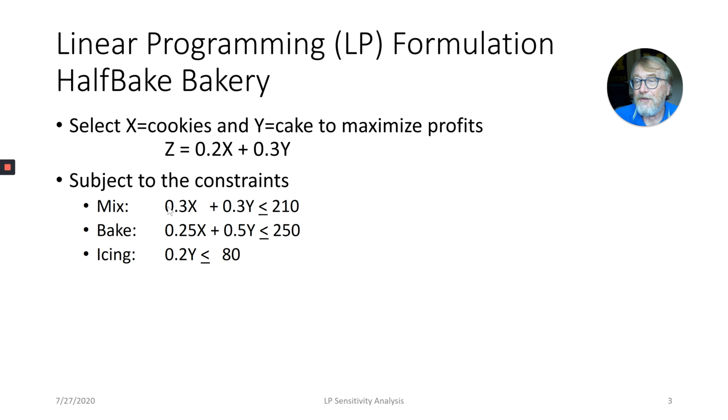Now the coefficients on my X and Y tell me how much of those constraints each pound of cookies or cake consumes. For mixing, it's 0.3 hours for every pound of cookies and 0.3 hours for every pound of cake. For baking, a pound of cake consumes more baking time than a pound of cookies, so 0.25 for cookies and 0.5 for cakes. And we're only icing cakes, and each pound of cake consumes 0.2 hours. Okay, so that's the basic setup.